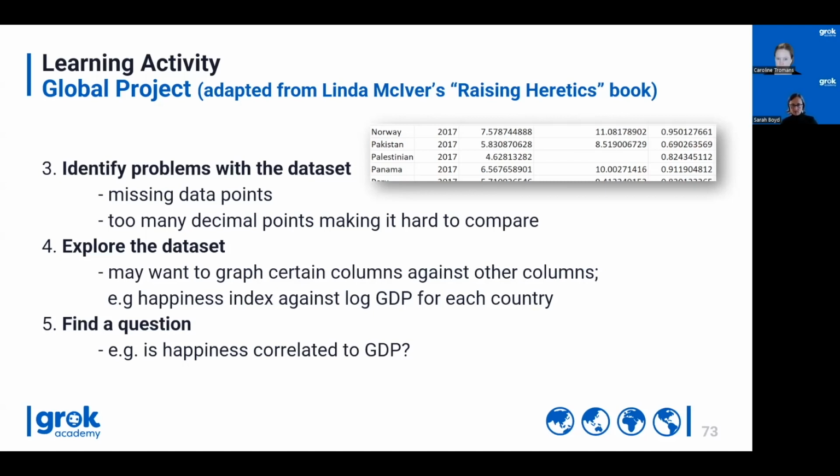Step four would be to explore the data set. So you might want to graph certain columns against other columns. In our example, we might be interested in the happiness index, how happy the person is on a rating of 1 to 10, against the GDP for that country, or the log GDP, which is just a different way to measure GDP for each country. And then they might find a question. So the question I came up with is: is happiness correlated to GDP? If you're happier, does the country have a better GDP?